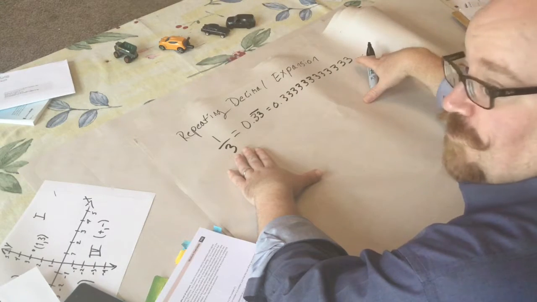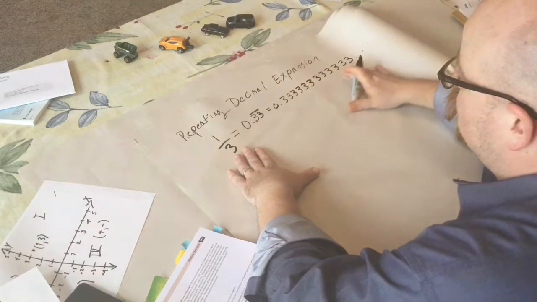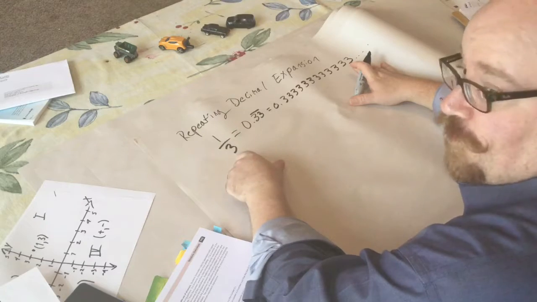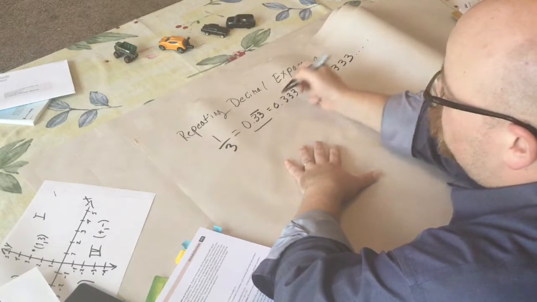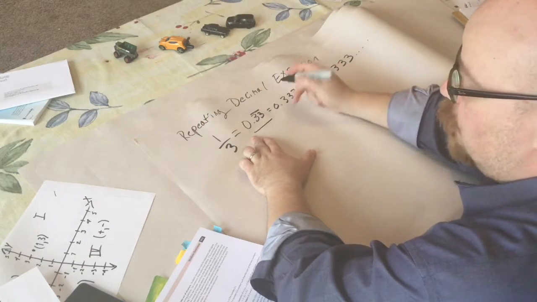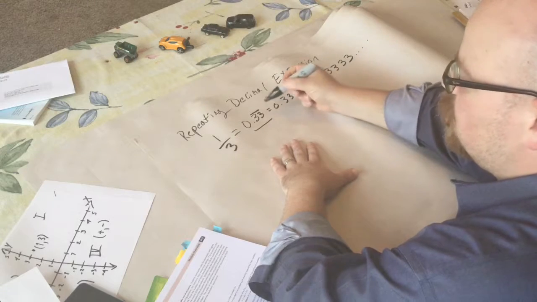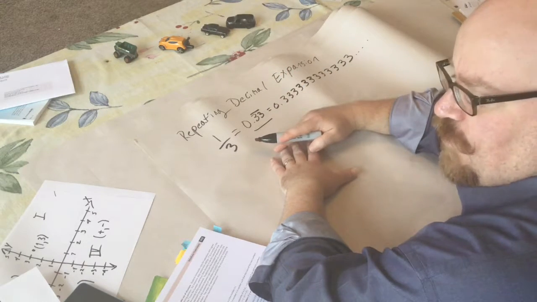But even though it never terminates, even though we could never finish writing out all these 3's, the value of this decimal is just 1/3. So what we do is we write the repeating decimal expansion, which is 0.33 repeating. The bar above the top means repeating. And usually we put the bar over only the digit or digits that repeat.